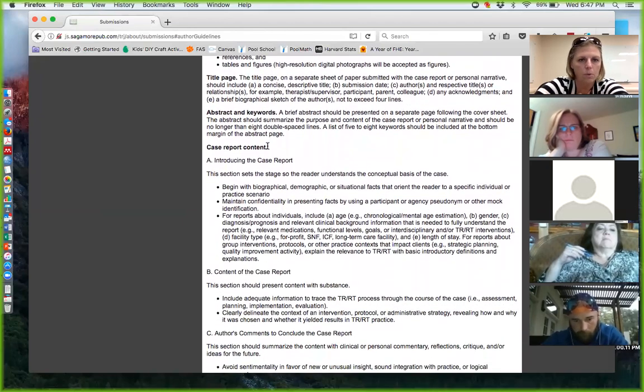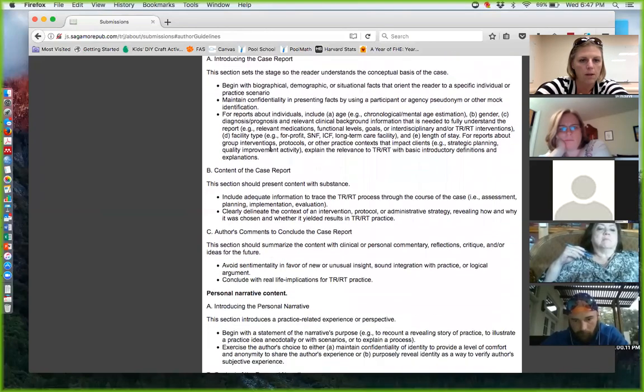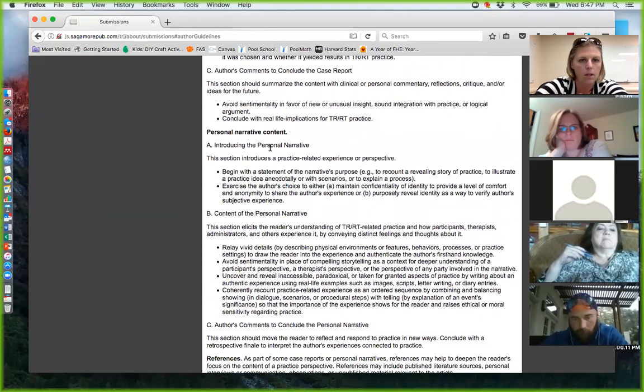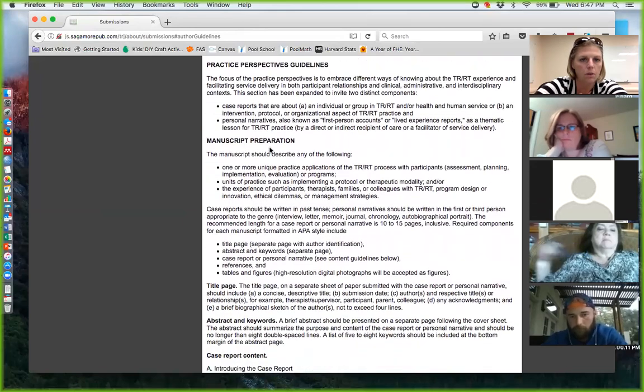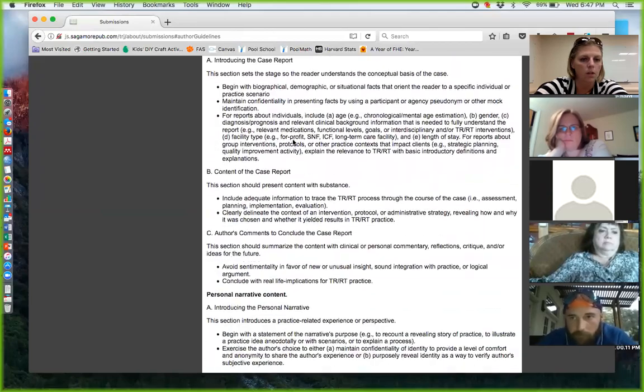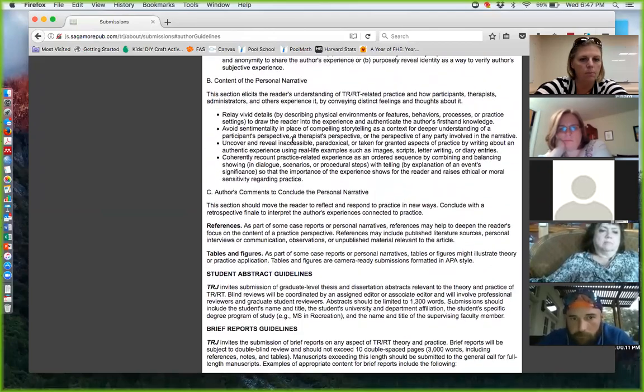If you do a case report, they give you the format for that in narrative content. So if you're going to submit a data-based manuscript, then this is where you want to look, manuscript preparation. If you're going to do a narrative or whatever.